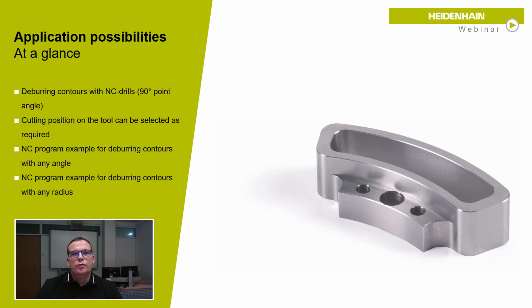And we also have two different example programs to show you how you can easily program a free radius and angle on a contour directly at the control. These two examples you can find at the NC Solutions database, where there are a lot of NC programs to help you directly on the control.